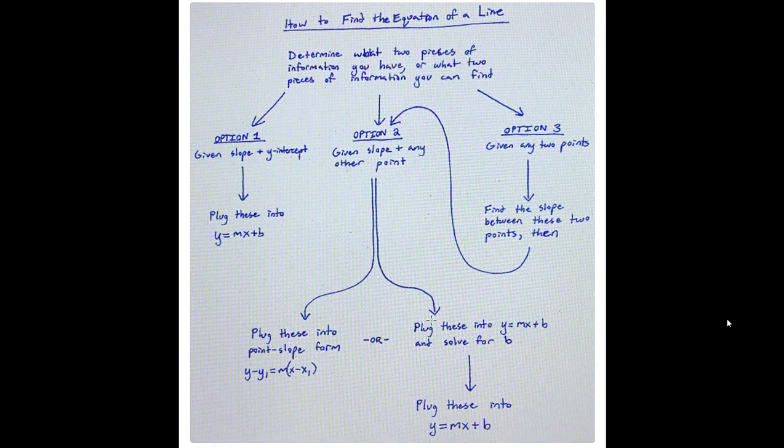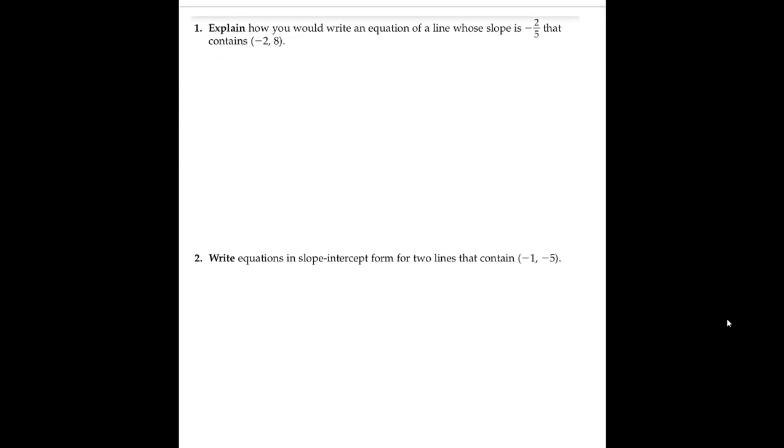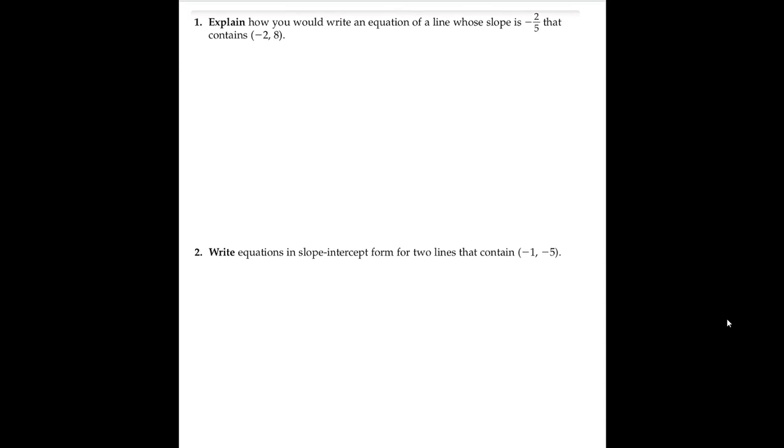It's a tiny bit blurry because I just took a picture of some old notes. But this is a nice way to just say, how do you find the equation of a line? Pause it there. Got it. Okay, here we go. I'm just going to do a bunch of homework now. How would you write the equation of a line whose slope is this and that contains this point?